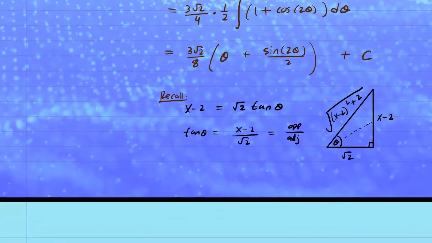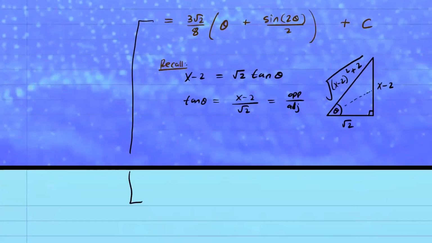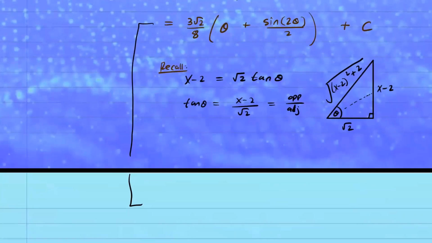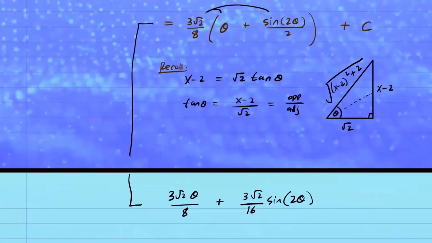Okay, so now let's bring in this partial answer right here. Let's distribute the 3 square root of 2 over 8 as well. So you've got 3 square root of 2 times theta over 8 plus 3 square root of 2 over 8 times 2, that's 16, sine 2 theta. Now here you might want to apply the double angle identity to rewrite that. So sine 2 theta is really 2 sine theta times cosine theta. And the 2 and 16, I can reduce them as well. So that will be an 8 here.